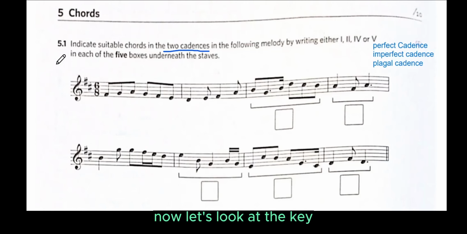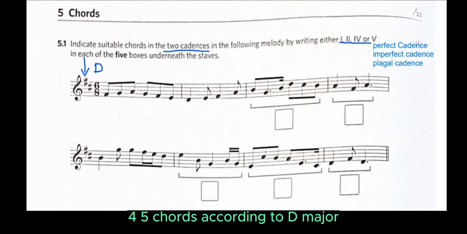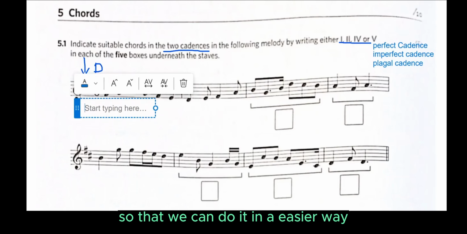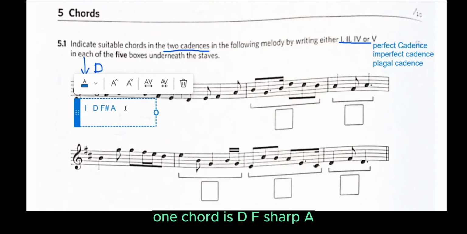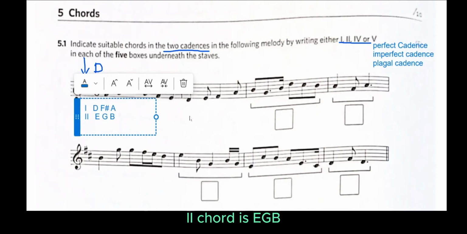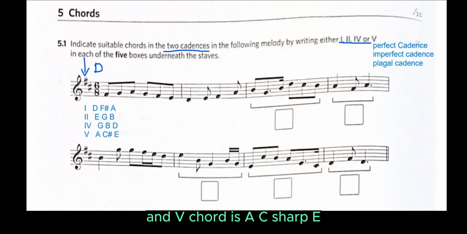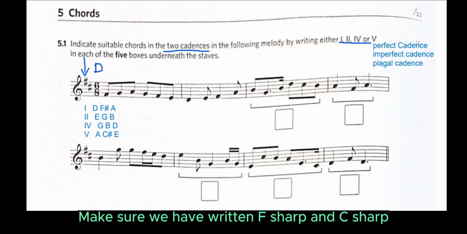Now let's look at the key. 2 sharps implies that this is D major. So we can write out 1, 2, 4, 5 chords according to D major so that we can do it in an easier way. 1 chord is D, F sharp, A. 2 chord is E, G, B. 4 chord is G, B, D. And 5 chord is A, C sharp, E. Make sure we have written F sharp and C sharp. That's a good habit.